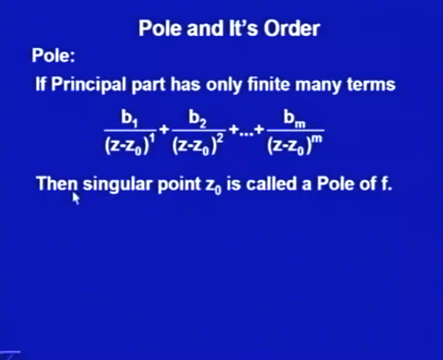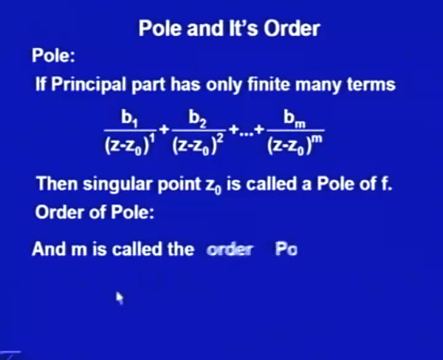So, the singular point z naught is called the pole of f. Now we have the isolated singularity, and I have given one more term, pole. We call it a pole if the principal part has only finitely many terms. And if b m is not 0, then we call this a pole of order m. So, m is called the order of the pole at z is equal to z naught.